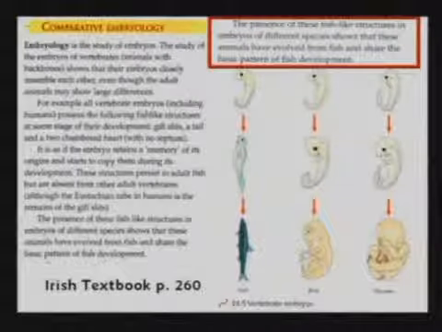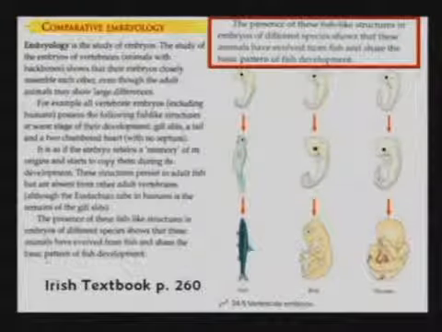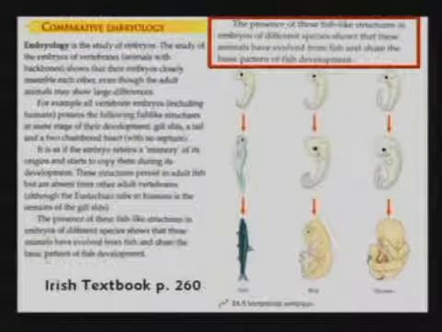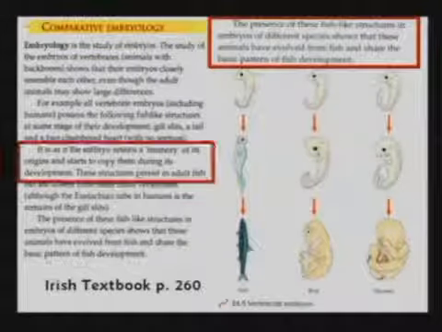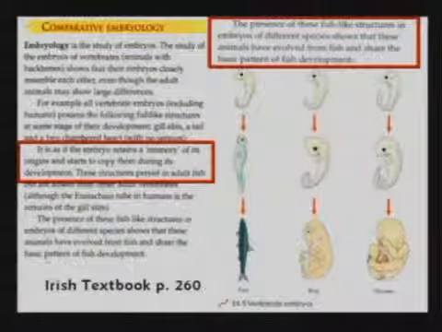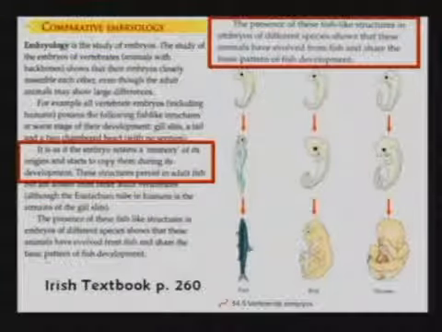This textbook says, boys and girls, the presence of these fish-like structures in embryos of different species shows these animals have evolved from fish and share the basic pattern of fish development. It's as if the embryo retains a memory of its origins and starts to copy them during its development. These structures persist in adult fish. They say the embryo of a human has gills like a fish. Oh, you gotta be kidding.